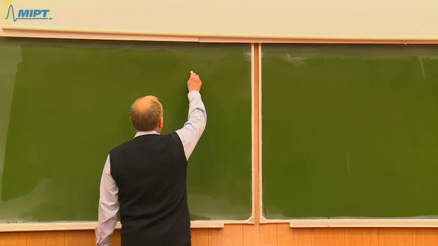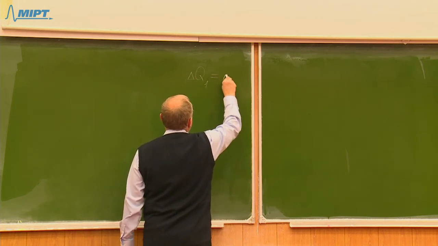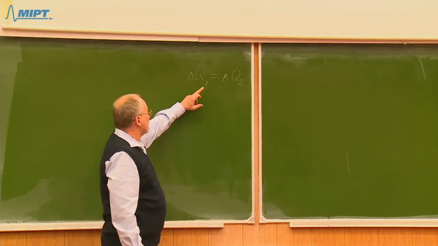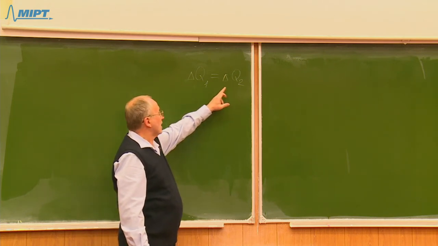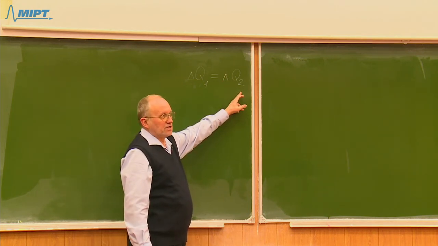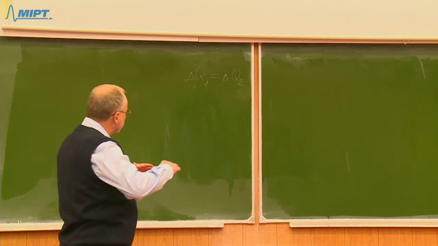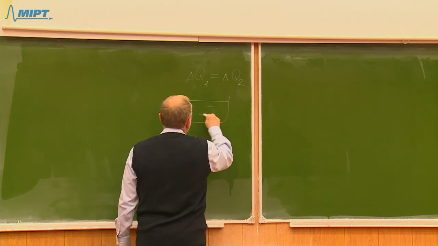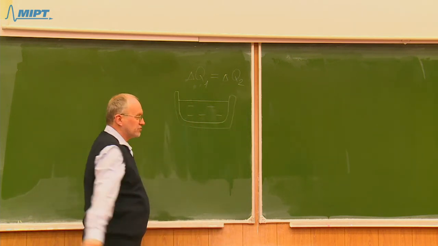Last time, I based my solution on this equation, where delta Q1 is the amount of heat energy lost by the first liquid, and this is the amount of heat energy acquired or absorbed by the second liquid. Yes, these two amounts of heat energy must be equal if the vessel containing both liquids has adiabatic walls, that is, thick walls which are impermeable to heat.